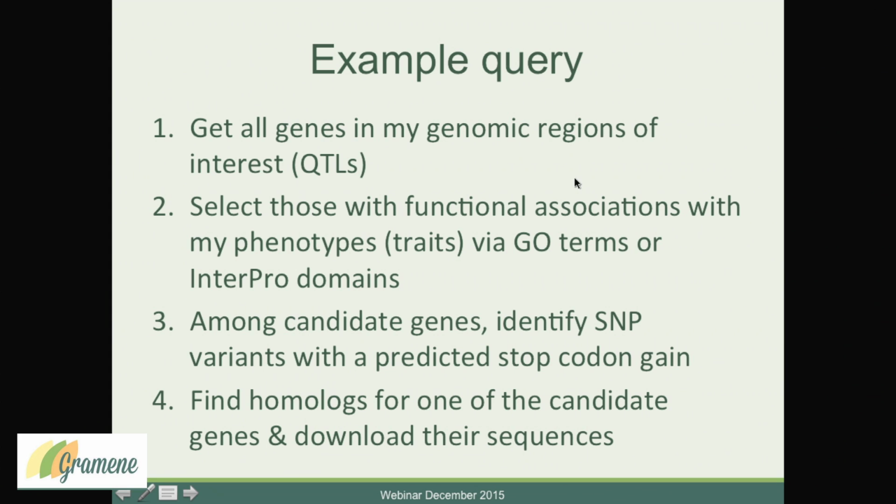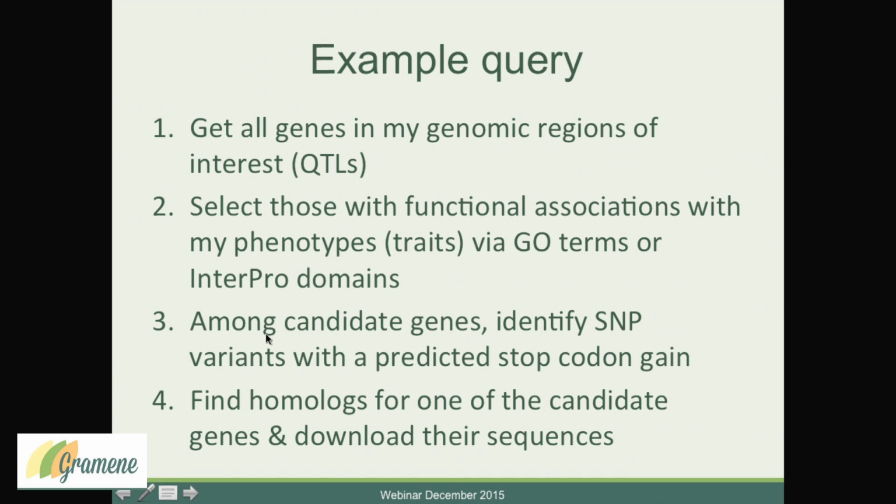What we're going to do today in this demo is get all the genes in selected genomic regions coming from those interesting QTLs. From those, I am going to use gene ontology terms to refine, to narrow down the functional associations with the phenotypes, the traits that I'm interested in. In this case, they have to do with plant and inflorescence architecture.